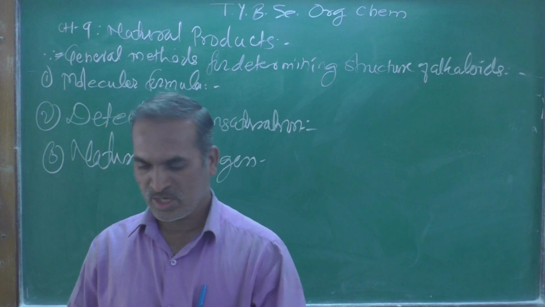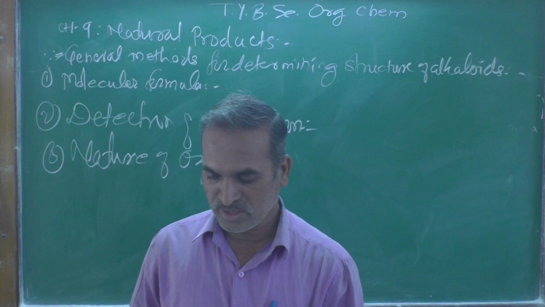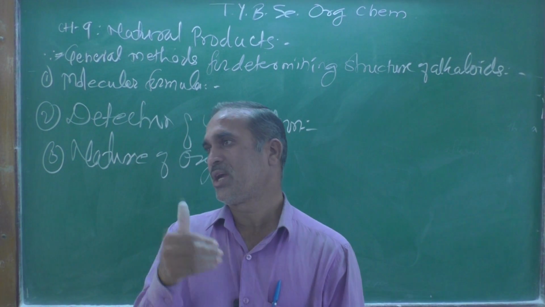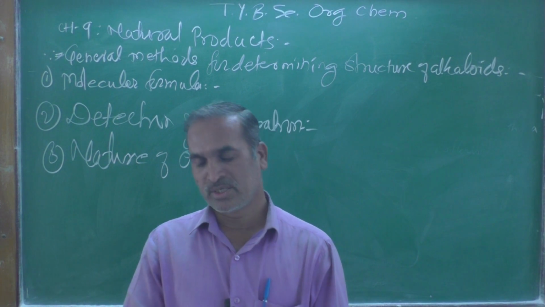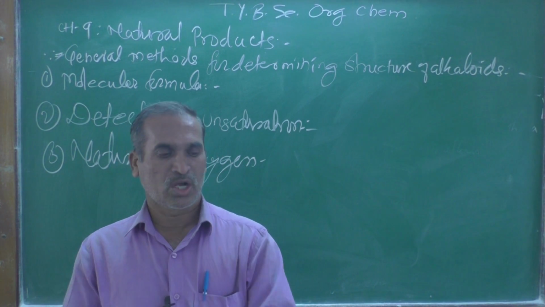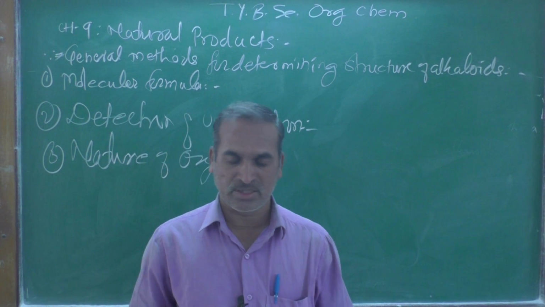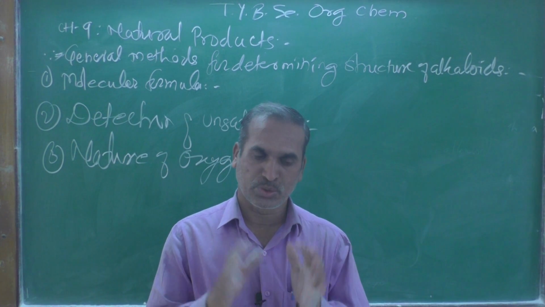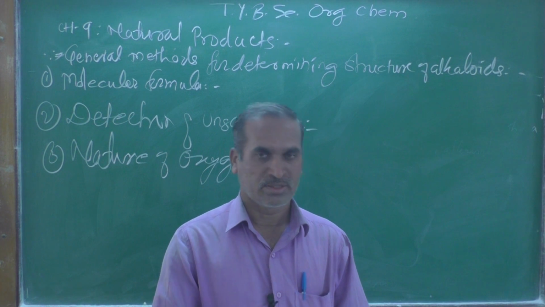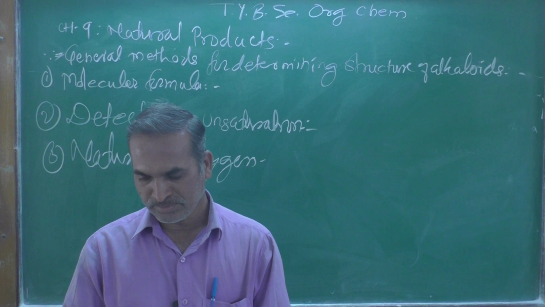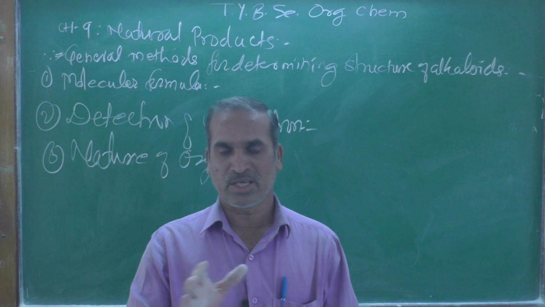Number 1 we are going to consider is the hydroxyl group. How many hydroxyl groups are present in the alkaloid? That we will discuss in the next lecture. Today let us stop here. The remaining we will see in the next lecture.